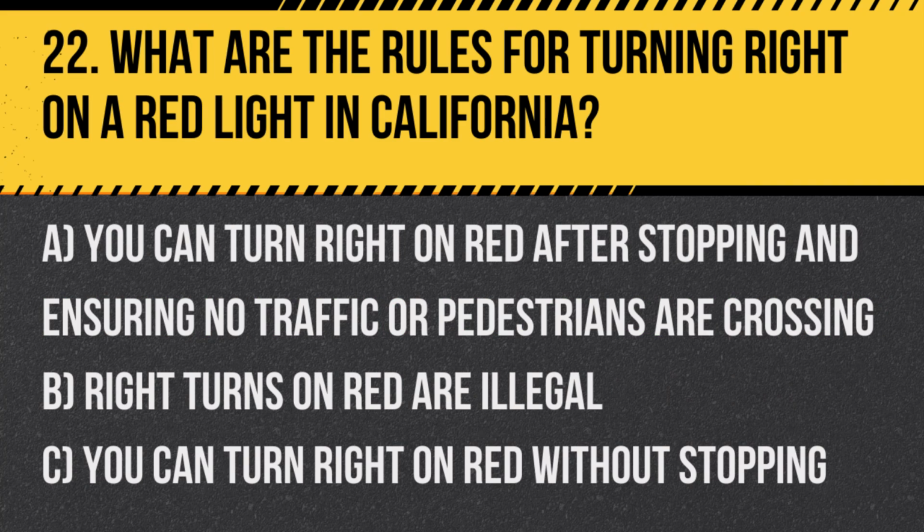Question 22. What are the rules for turning right on a red light in California? A. You can turn right on red after stopping and ensuring no traffic or pedestrians are crossing. B. Right turns on red are illegal. C. You can turn right on red without stopping. Answer. A. You can turn right on red after stopping and ensuring no traffic or pedestrians are crossing. Always stop fully before making the turn and only proceed when it is safe.